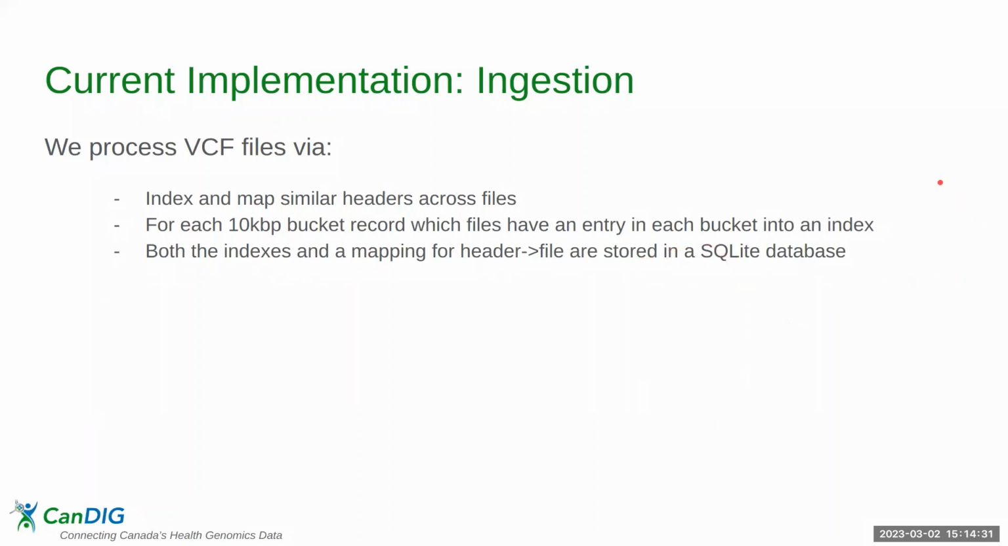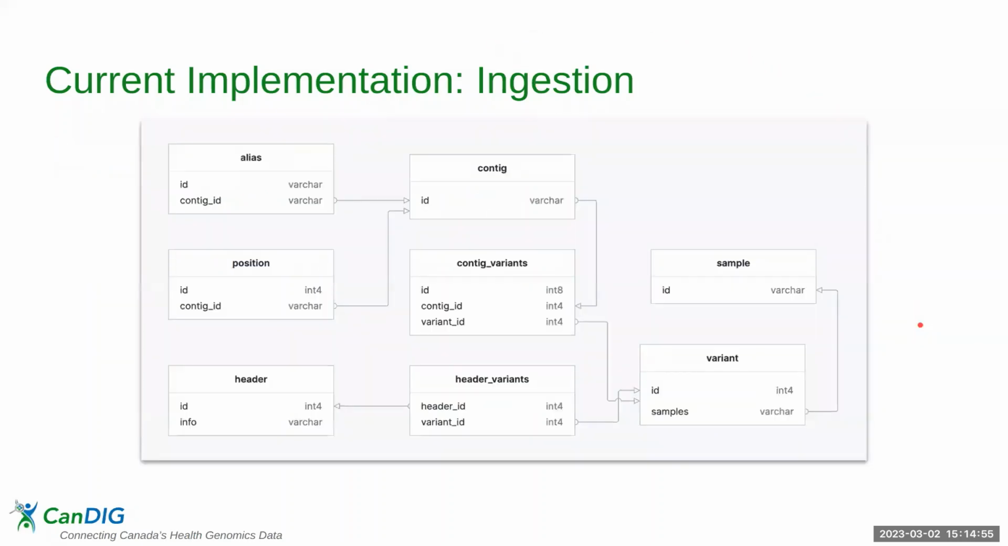So we process VCF files by indexing each of the VCF files, mapping similar headers across the files, and then we do something really interesting. For every single 10 kilobase pair bucket in the human genome, we record which VCF files have an entry in that bucket, and we create a small index for that, and store all of this in a SQLite database. So just as a quick UML diagram of what sorts of information we store in these indexes, we store the CanDIGs, which is the assembly.